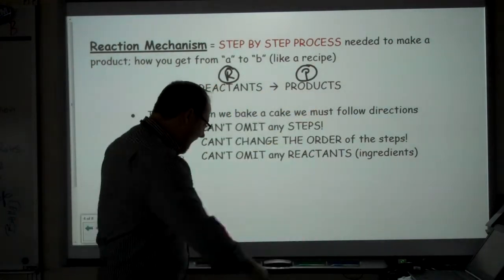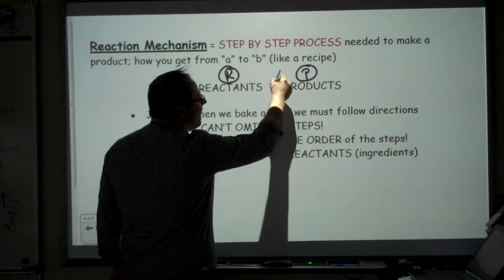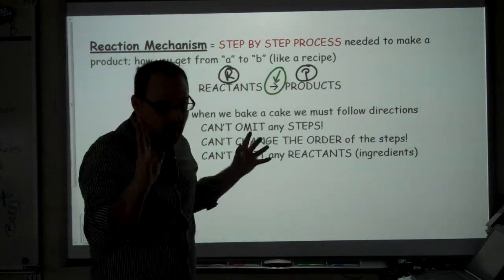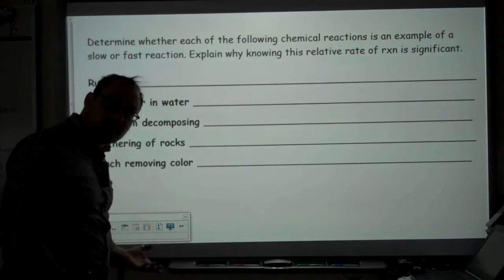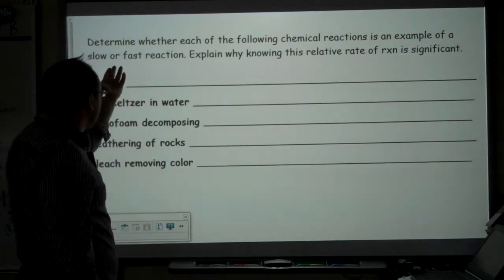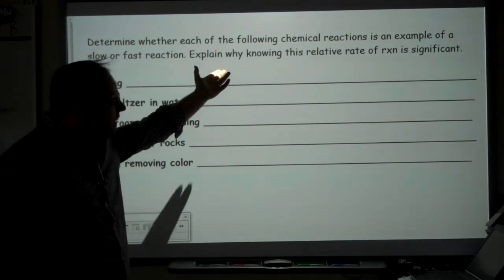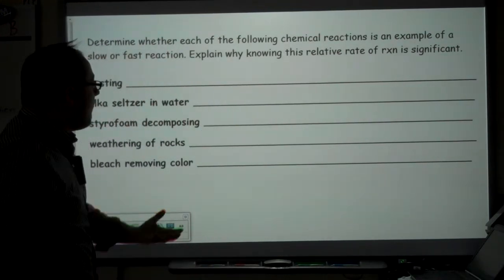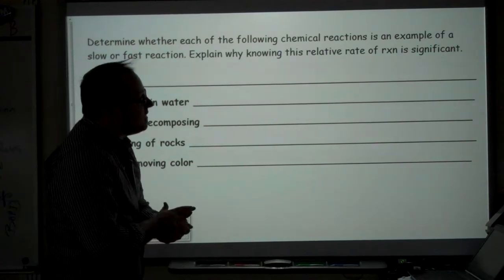Okay, so mechanisms are those processes, step-by-step, order of operations of how you get from our reactants to our products. And it all happens inside here, in this magical arrow. This arrow represents all the things that happen in kinetics and rates. So, we're going to talk about how each of these chemical reactions are examples of fast or slow reactions. And we're going to know how the relative rate of reaction is significant.